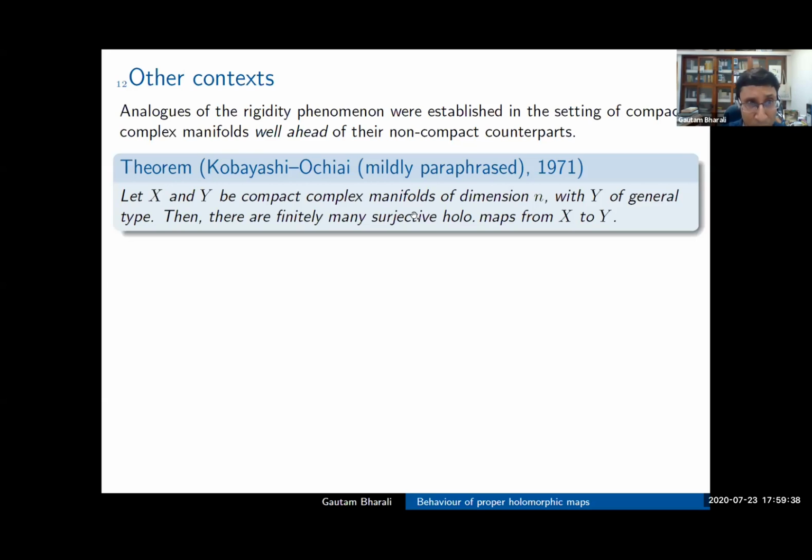But the Kobayashi-Ochiai theorem, or at least a baby version of it, says that there are only finitely many surjective holomorphic maps from X to Y. Okay.